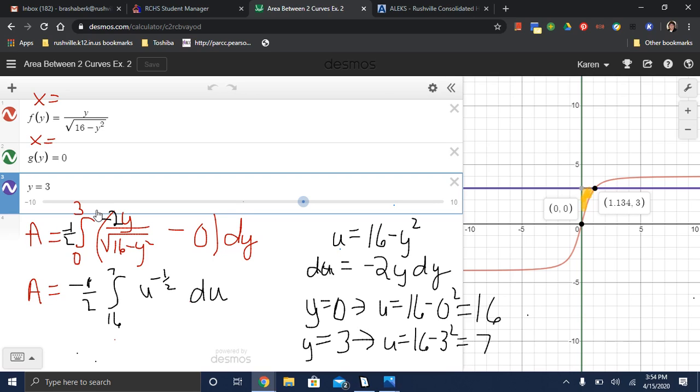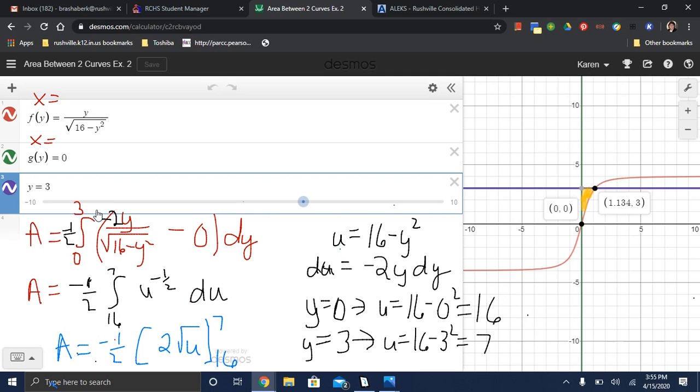So now we are ready to integrate, and that's going to give us an area, negative 1/2, and then we'll do the power rule. U to the negative 1/2 plus 1 would make u to the 1/2 over 1/2. And I'm just going to rewrite that as 2 times the square root of u. We're going to evaluate that from 16 to 7.